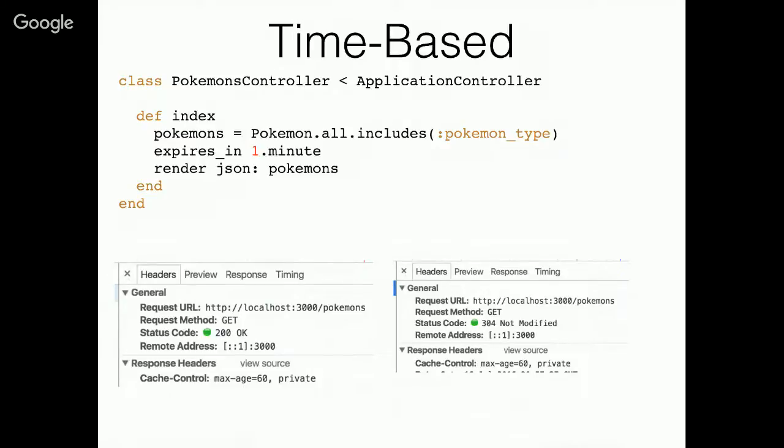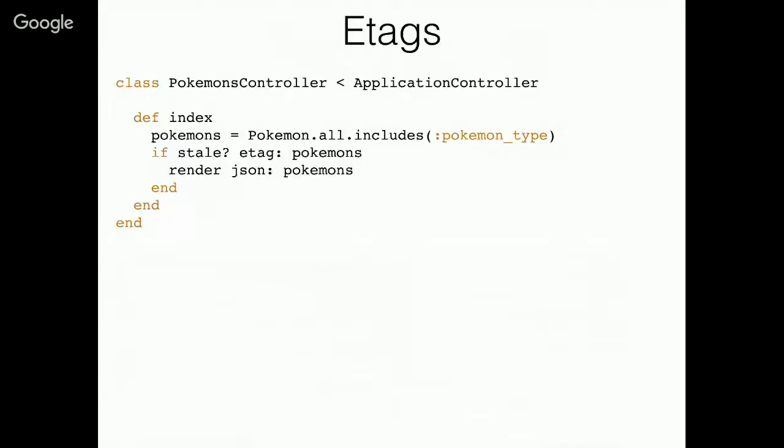Cool, more interesting stuff. E-tags. This means an entity tag. And here we're doing something different. We're using the stale method. We're giving it an option, e-tag, and we're passing an active record collection. And then we're using this in an if statement and wrapping our render method in that. So stale is going to return a Boolean, right? And if stale returns false, we're actually not even going to render the JSON.